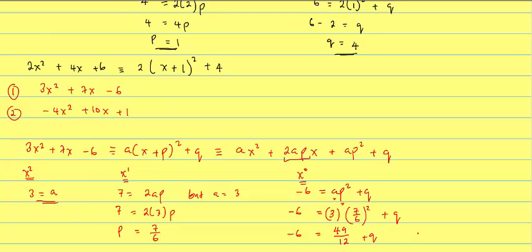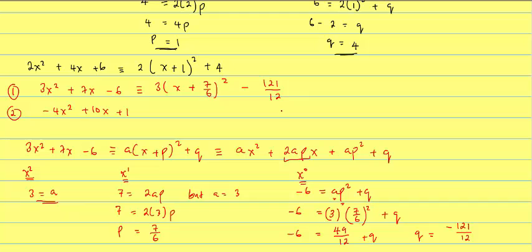You should be able to show that q is going to be, if we move this to the left hand side, minus 121 all over 12 for the value of q. So we are saying that this is identical to 3(x + 7/6)² minus 121 over 12.